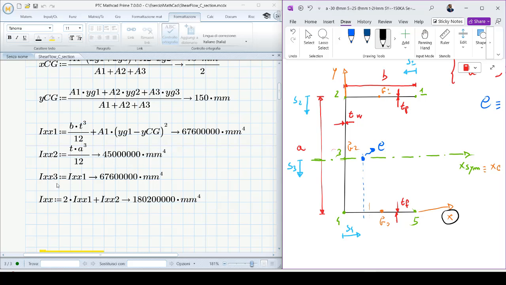Now Ixx3, the moment of inertia of this flange, clearly is equal to Ixx1. I remind you it is singly symmetrical, and this flange 1, 2 is equal clearly to flange 4, 5. The total moment of inertia Ixx is equal to 2 times Ixx1, for the reason that I explained a few moments ago, plus Ixx2, and this is the moment of inertia of the whole C section.